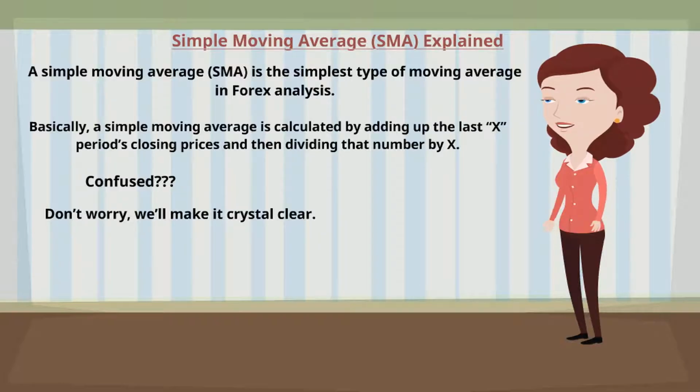Let's move to the second topic, which is simple moving average explained. A simple moving average is the simplest type of moving average in Forex analysis. Basically, a simple moving average is calculated by adding up the last X periods' closing prices and then dividing that number by X. Confused? Don't worry. We'll make it crystal clear.